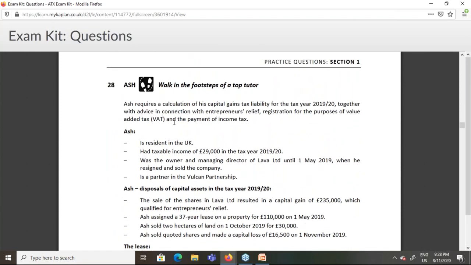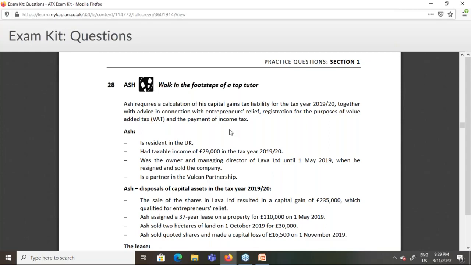Ash requires a calculation of his capital gains tax liability for the tax year 2019-20. So at the very beginning, they also give you a summary. Required part, you identify what you're supposed to do. And when you read the first paragraph itself, you realize what you are expected to do under that particular question.